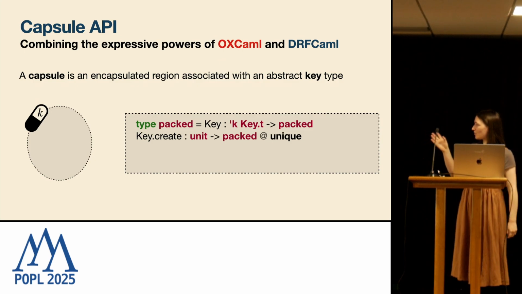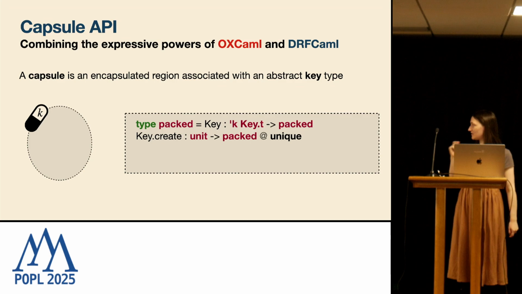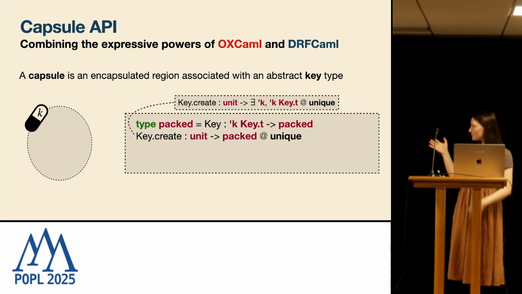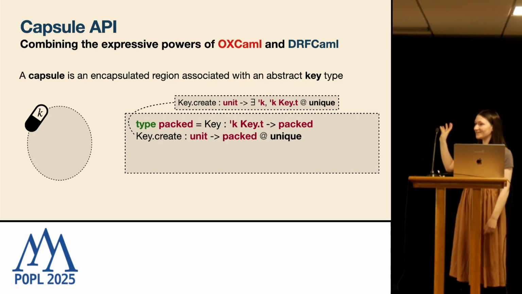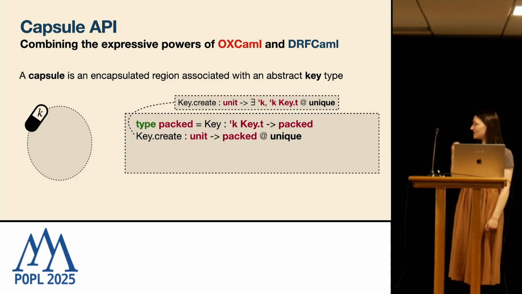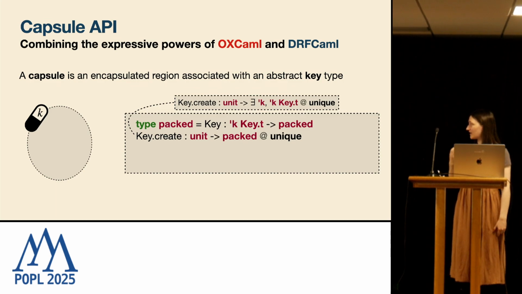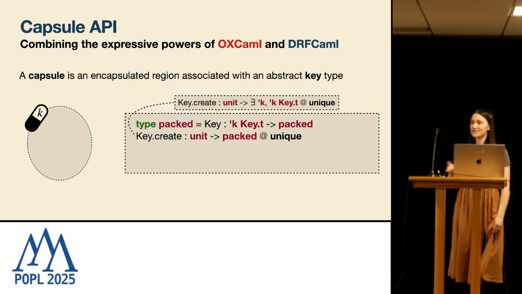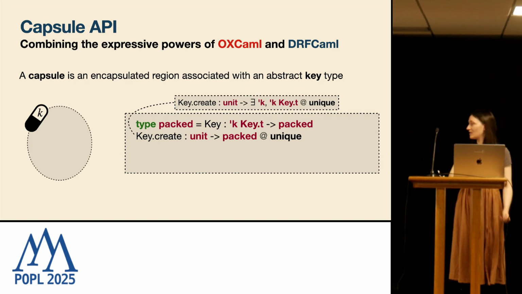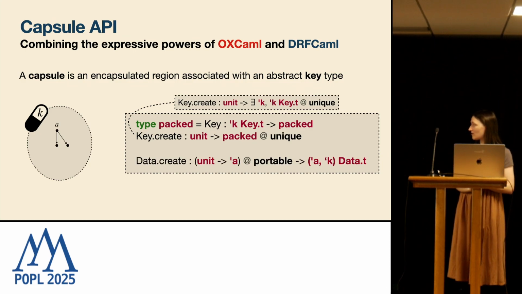Keys are created by invoking key.create, where it creates this packed type. A packed type is essentially OCaml's way of encoding existentials, so somewhat equivalent signatures like this, for those that are unfamiliar. Now note that key.create returns a key that's unique, and the uniqueness is also going to guarantee that it's fresh.